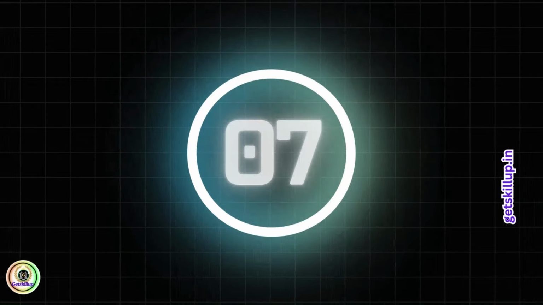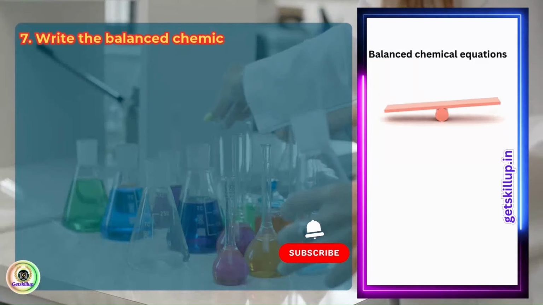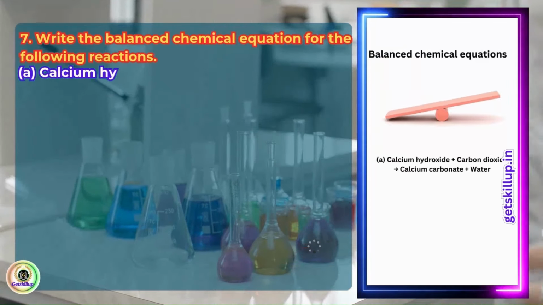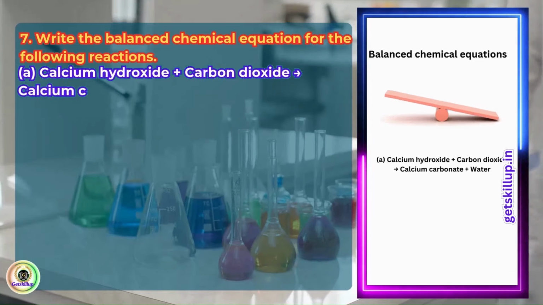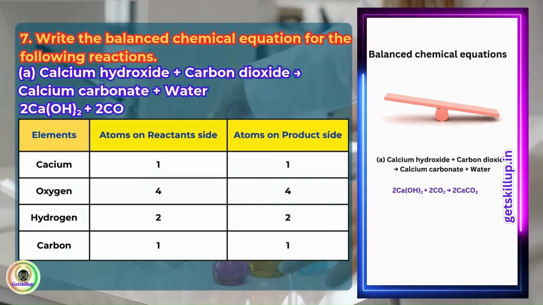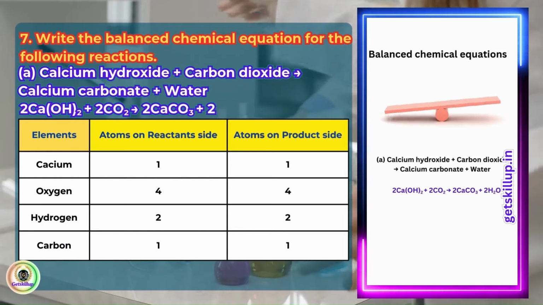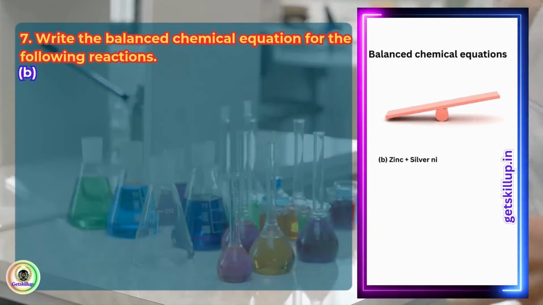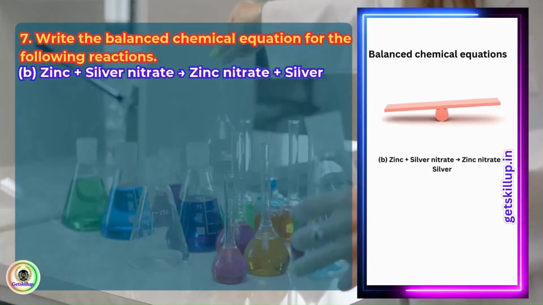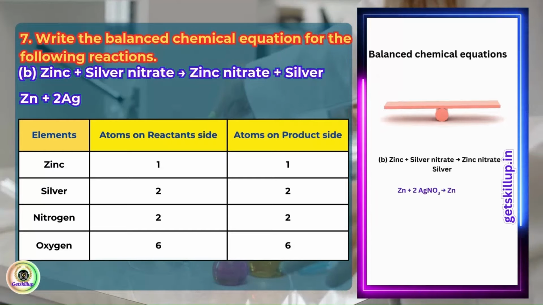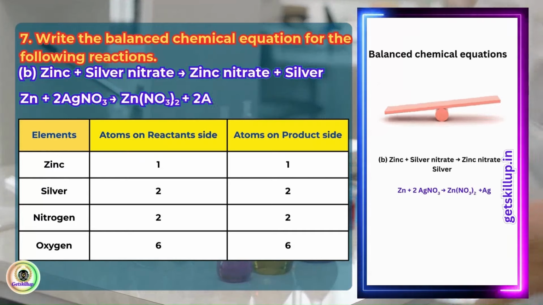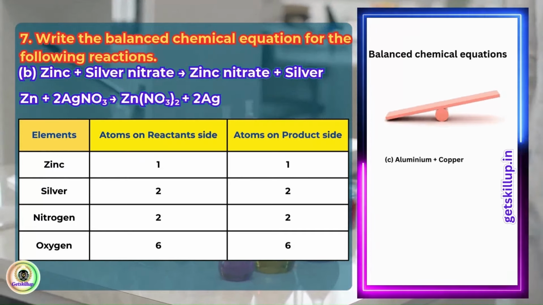Question 7. Write the balanced chemical equation for the following reaction. A. Calcium hydroxide plus carbon dioxide gives rise to calcium carbonate plus water. Balanced chemical equation: Ca(OH)2 plus CO2 gives rise to CaCO3 plus H2O. B. Zinc plus silver nitrate gives rise to zinc nitrate plus silver. Balanced chemical equation: Zn plus 2AgNO3 gives rise to Zn(NO3)2 plus 2Ag.